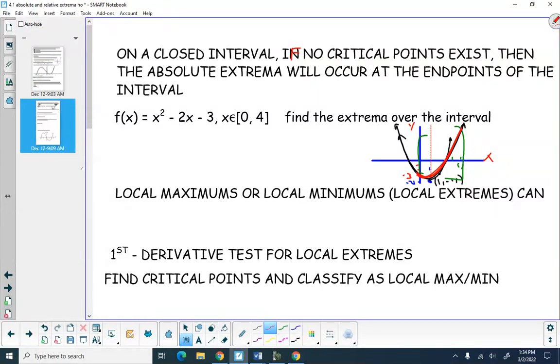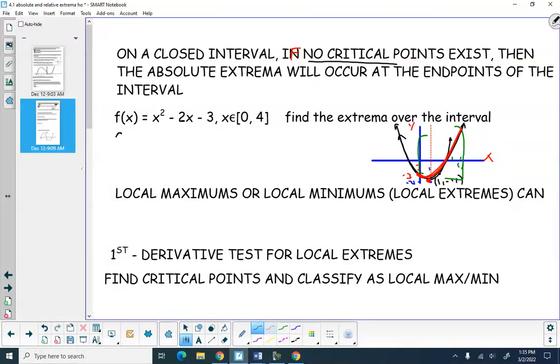Well, if we take a look at the value of 1, we bottom out. So we have what we call a local extrema, or a local minimum. We have a value there. We have an interval from 0 to 4. If no critical points exist, then the absolute extrema will occur at the endpoints. Well, let's take a look at the critical points. Well, how do we find a critical point?